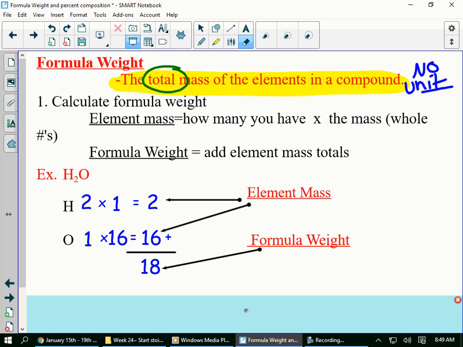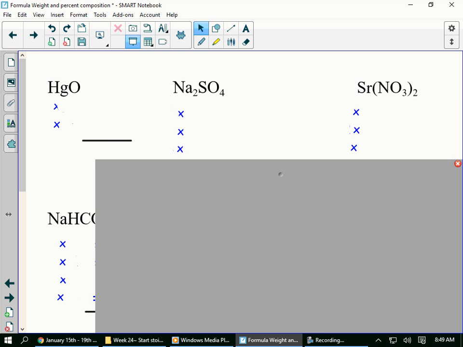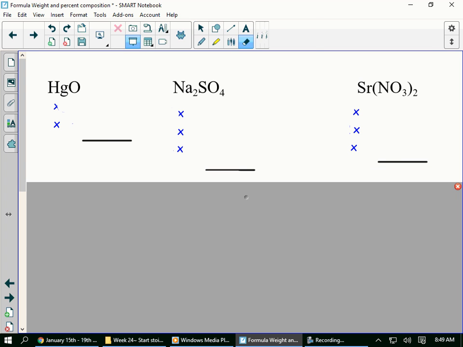It will get a little more challenging. Don't think you need to write this. I'm probably just going to skip a couple examples here, going through them really fast for you. Let's just do these. For instance, if you had this mercury 2 oxide, I see 1 mercury, 1 oxygen, and I'm going to add them up. These are the elemental masses. That's going to be the formula weight.